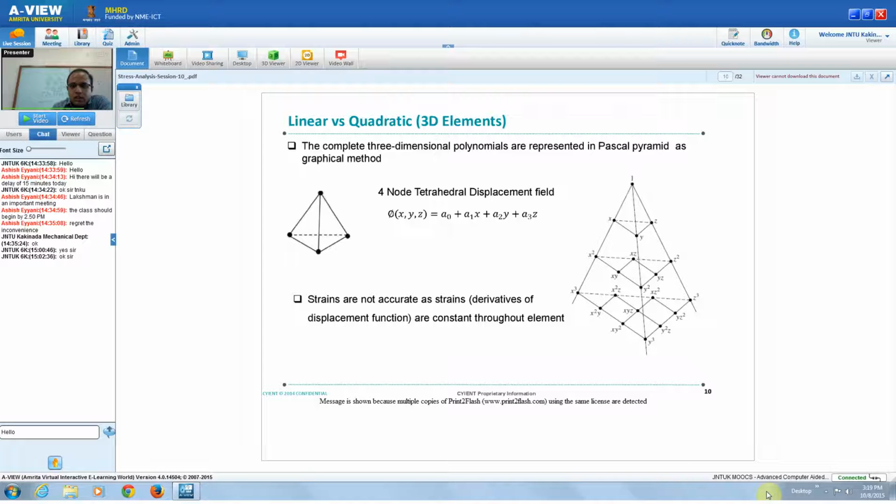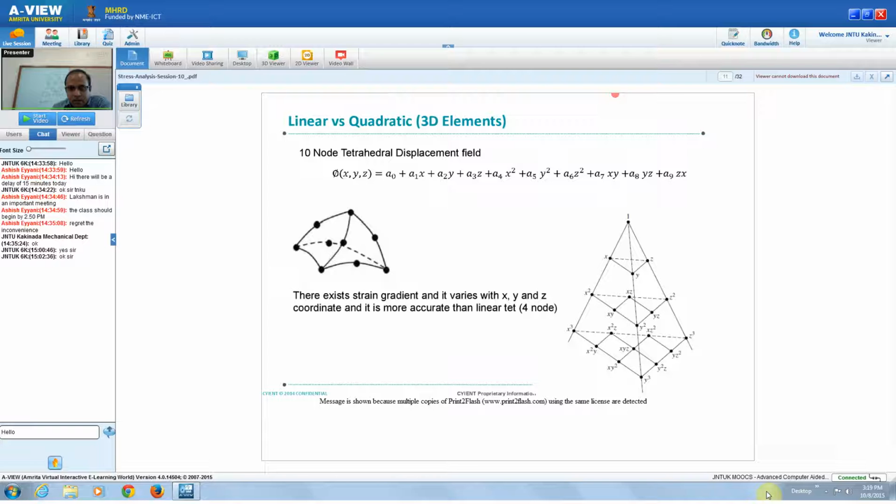When you try to differentiate with respect to x or y or z, we'll get constants. If you differentiate with respect to x, we'll get a1. If you differentiate with respect to y, you get a2, and if you differentiate with respect to z, we get a3. That means the strains are not accurate. They are uniform throughout the element, similar to the triangle element. So this is the reason why we are avoiding linear tets.